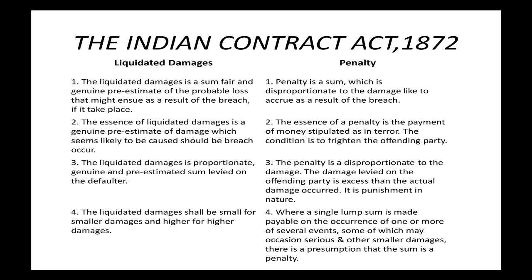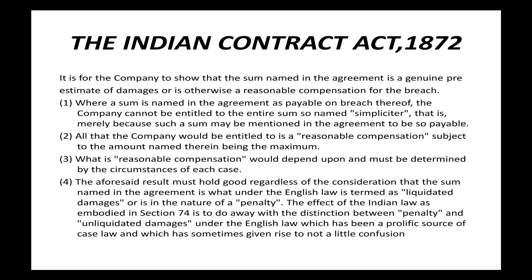In such cases, the court can consider, if everything is alright, awarding only reasonable compensation. So it is for a company to show that the sum named in the agreement is a genuine estimate of damages, or otherwise a reasonable compensation for breach. Where a sum is named in the agreement as payable on breach thereof, the company cannot be entitled to the entire sum named. Merely because the sum is mentioned, it does not mean that amount is payable. The company would be entitled to a reasonable compensation, subject to the amount named therein being the maximum.